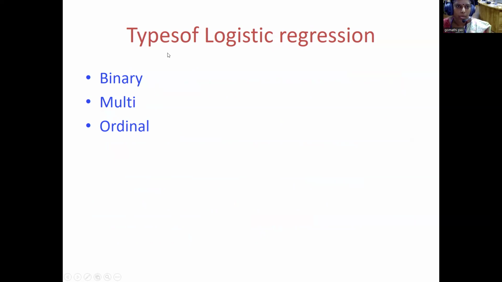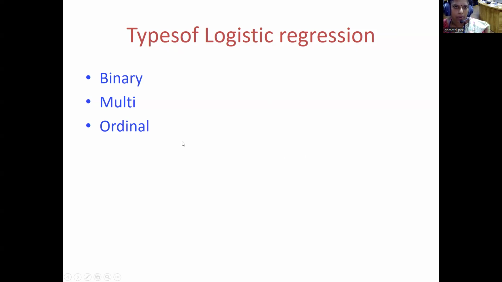What is binary logistic regression? Binary logistic regression means the dependent variable has only two combinations, that is, either 0 or 1. What is multi-logistic regression? Multi-logistic regression means the dependent variable has more than three values, but they cannot be ordered. For example, we predict whether the given animal is a dog, a lion, or a tiger. But it will not be in order.